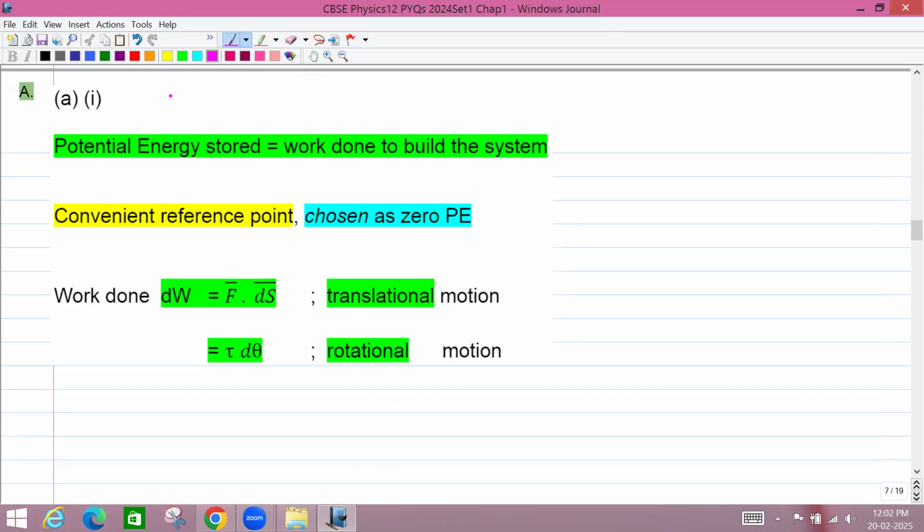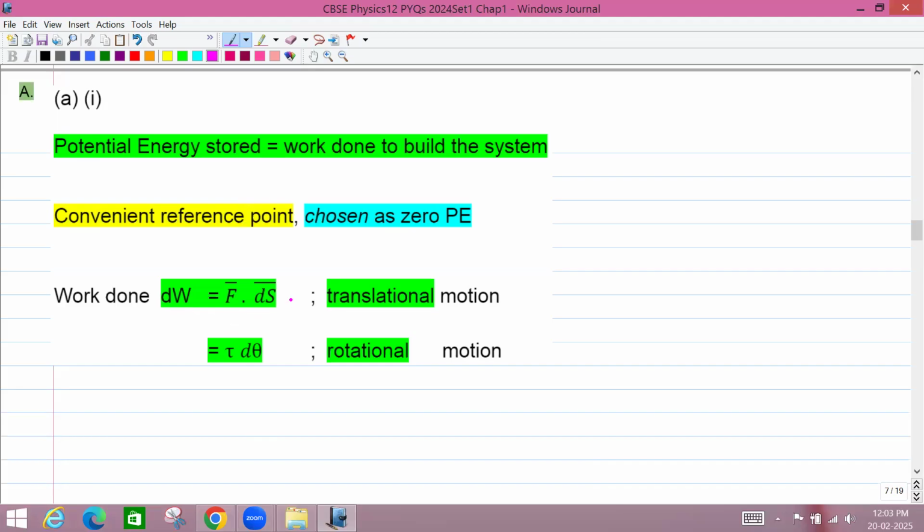So this is a basic concept of physics. Potential energy stored in the system is work done to build it. And we can choose a convenient reference point for zero potential energy. Another basic thing is work done by a force is F ds for a translation motion. If it's rotational motion, F will become torque and ds will become angular displacement d theta. The units of this and this are same. Force is Newton and ds is displacement.